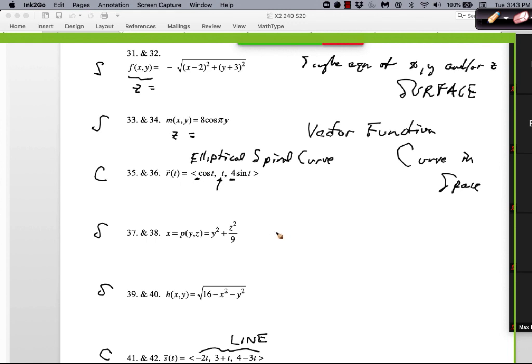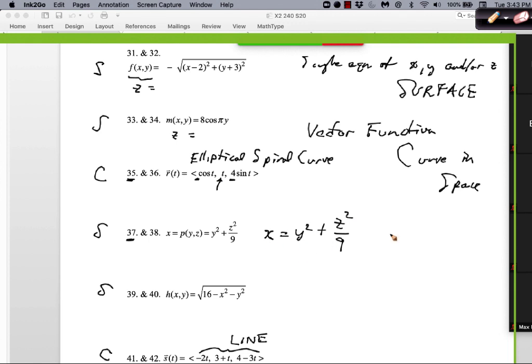Okay, I just want to talk about the two core questions I said were 35 and 37. So 35 is an elliptical spiral, which I just explained. 37, so what is this? x equals y squared plus z squared over 9. First of all, it's a surface. It's a single equation of x, y, or z.